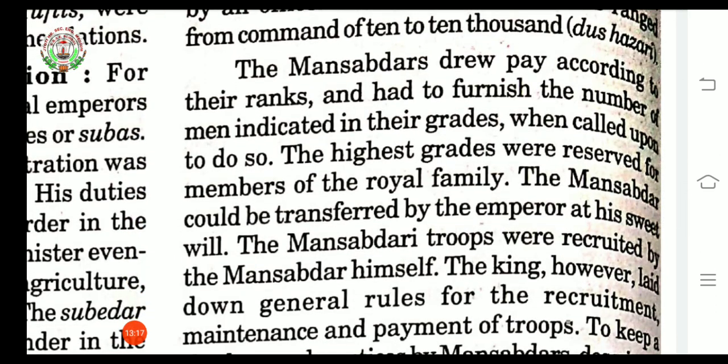So dear students, just now we have studied that the Mansabdars were classified into 33 grades, and these range from 10 to 10,000. Now the highest grades were reserved for the members of the royal family. The Mansabdar could be transferred by the emperor, and that would be at the will of the emperor only. The Mansabdar's troops were recruited by the Mansabdar himself, but the general rules of recruitment, maintenance and payment of troops were laid down by the king only.